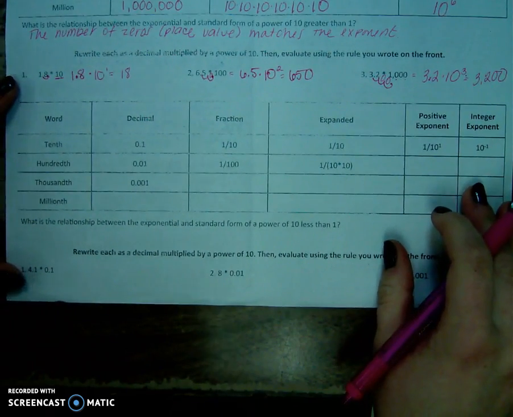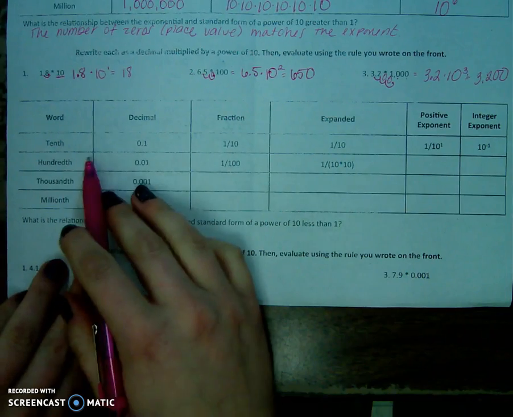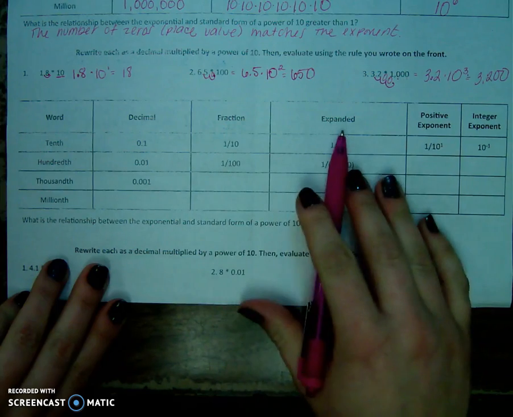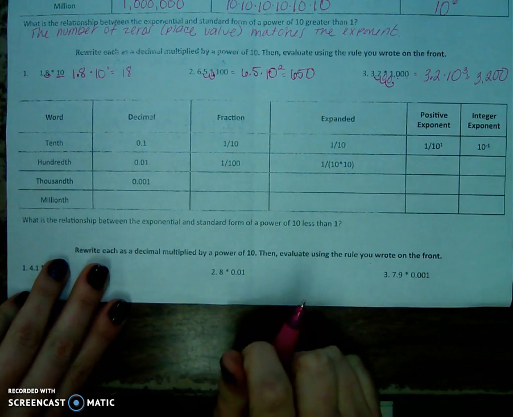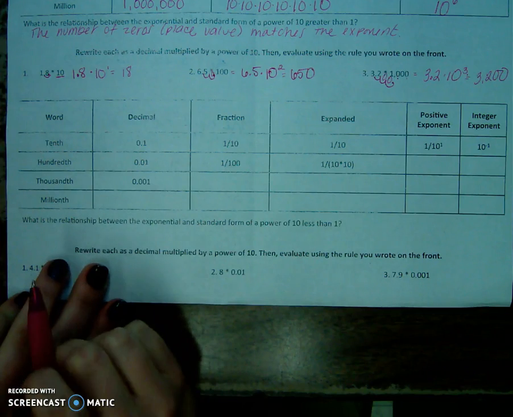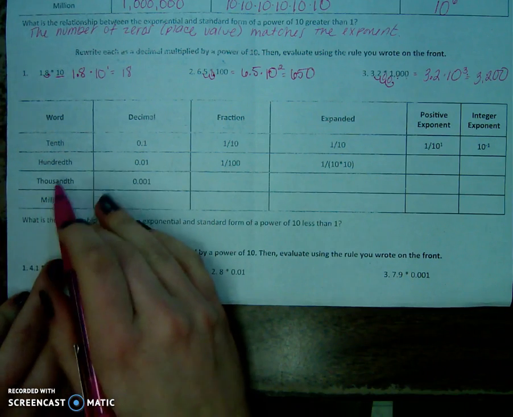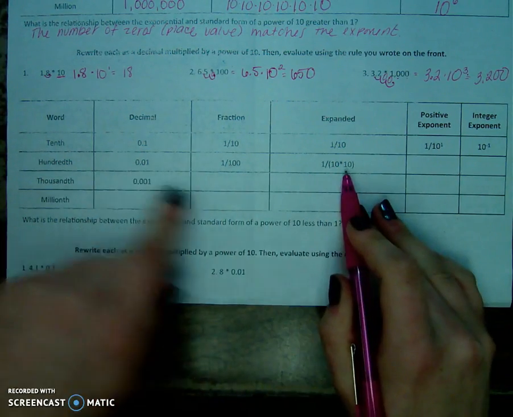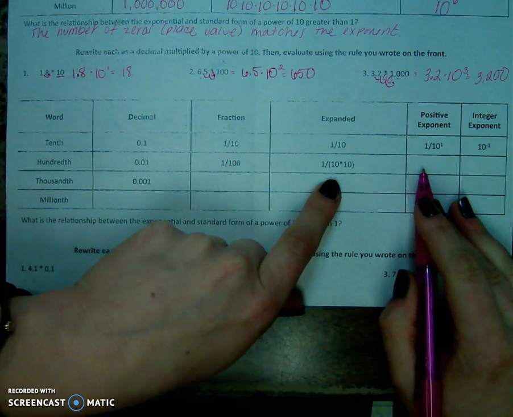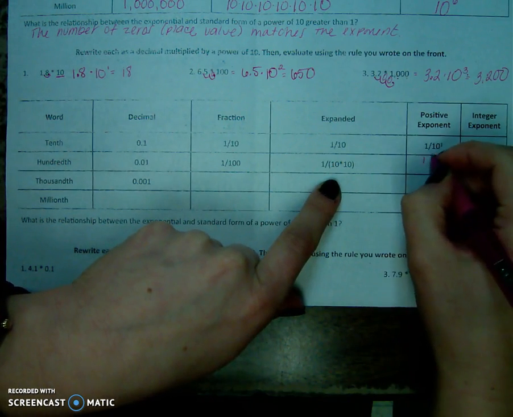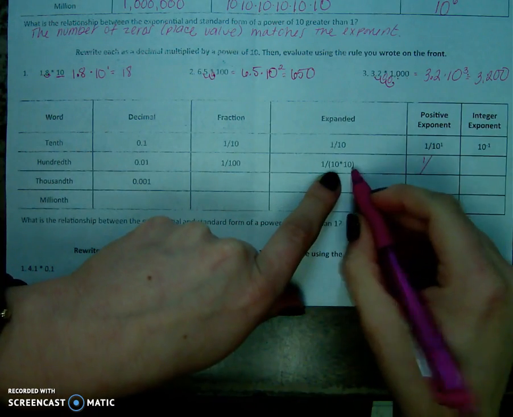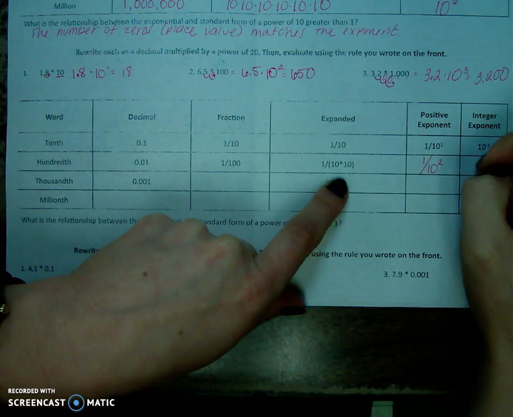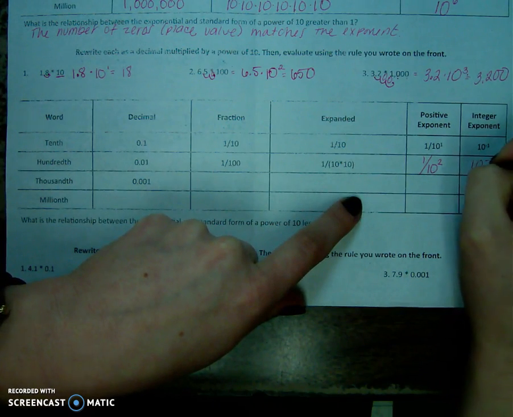Okay, let's check out this chart. I still have the word, now I have a decimal instead of standard, a fraction, an expanded form, and my exponents. Okay, this is an extension on one of the previous lessons that we've done. Okay, so 1/100th looks like this all the way along. Well, if it's 1/100th, it's actually 1 over, well, 10 times 10 is actually that 10 squared. As an integer exponent or a negative exponent, it's to the negative second power.